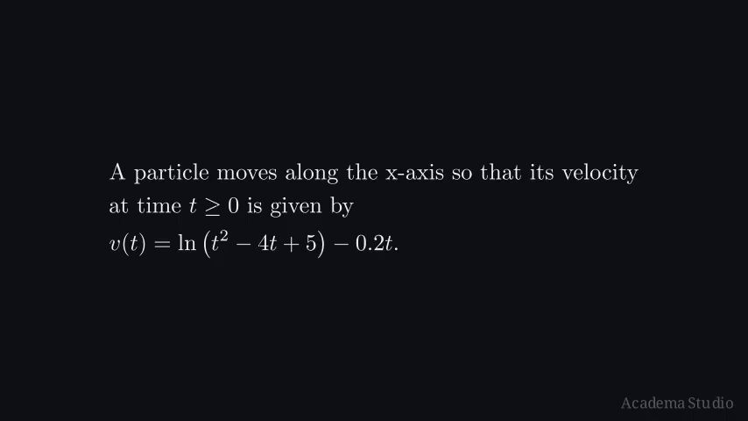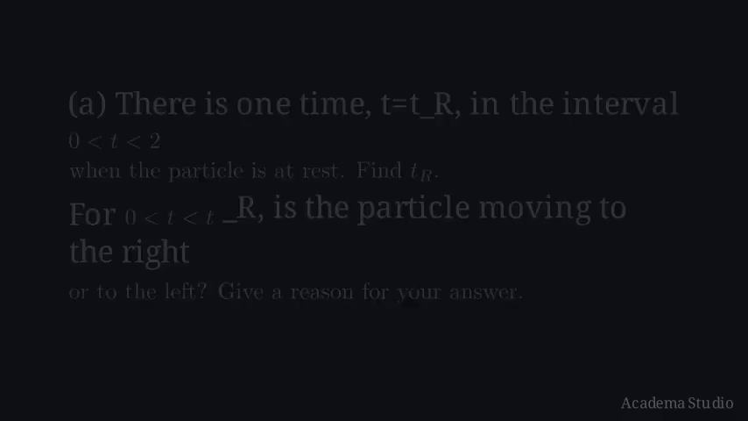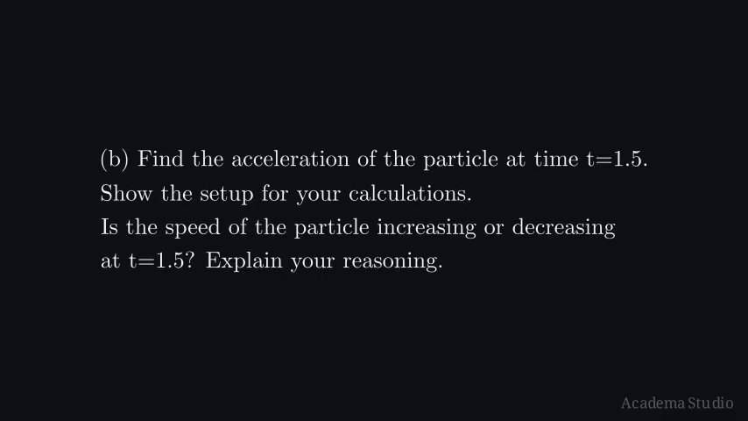Part A asks us to find when the particle is at rest and determine its direction of motion before that time. Part B asks us to find the acceleration at t equals 1.5 and then determine whether the speed is increasing or decreasing.